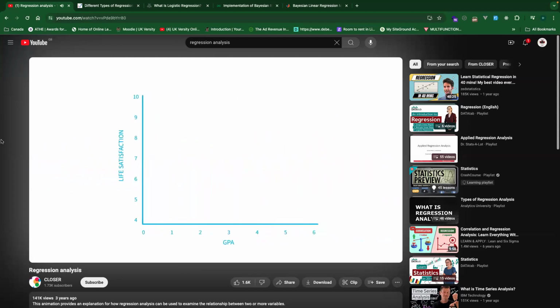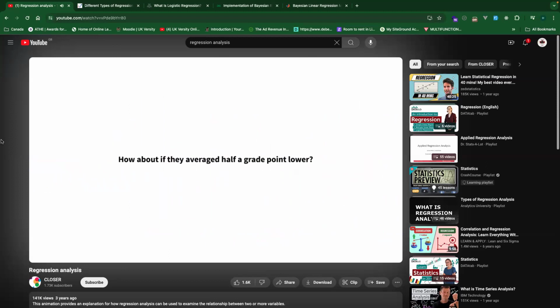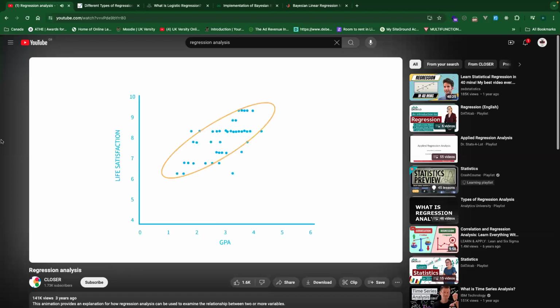Using a scatter diagram, we can plot the life satisfaction score of individuals in our sample against their average academic achievement. We can see that there is a pattern. But can we say how much more satisfied with life people can expect to be if they averaged 1 grade point higher at school? How about if they averaged half a grade point lower? We can summarize the data on the graph by drawing a line roughly through the middle of all the data points. This is the regression line, and we can use it to estimate or model the relationship between our independent and dependent variables.